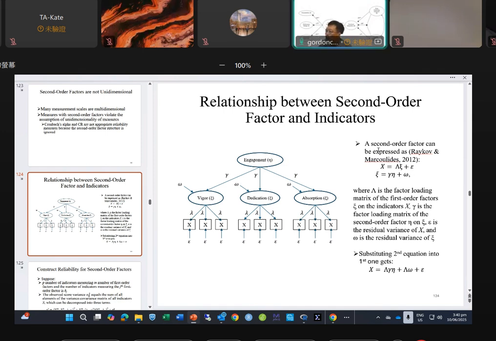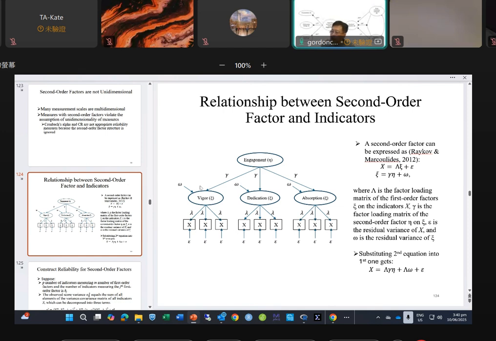Here, a second order factor, okay? The first equation expresses the relationship between the dimension and the item. X, the observed variable, equals the factor loading lambda times psi plus the error term. And then we have a second level, where engagement also has a factor loading, which we call gamma. We use psi as if these are indicators, as observed variables: psi equals gamma times eta plus omega. These are the residuals.